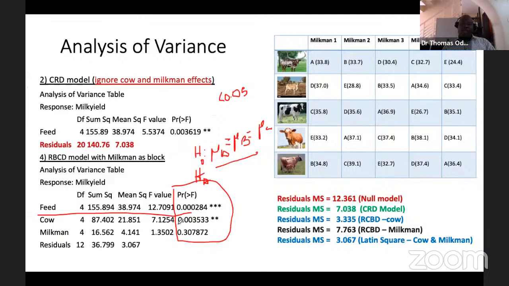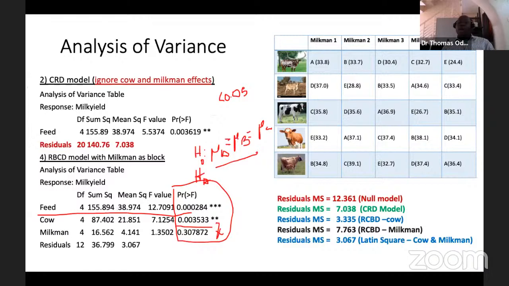We go and do the same thing for the case of the cows. So we can see here that our p-value is less than 0.05. And that implies that we reject the null hypothesis that the means of the cows are the same. So we say at least one of these cows performs significantly different from the others as far as the milk yield is concerned. And then when you look at the milkman, the value here is greater than 0.05. So that means there is apparently no significant difference between the different milkmen used in this study.